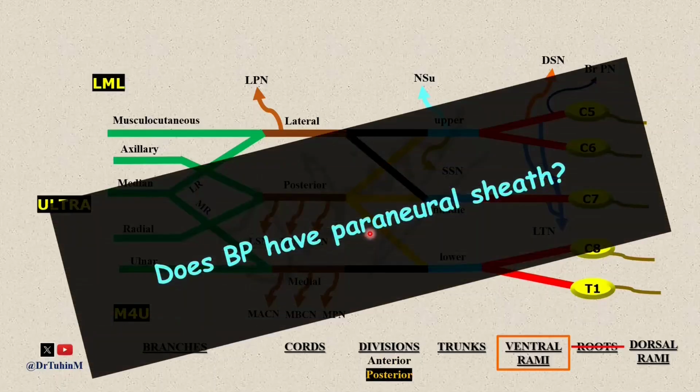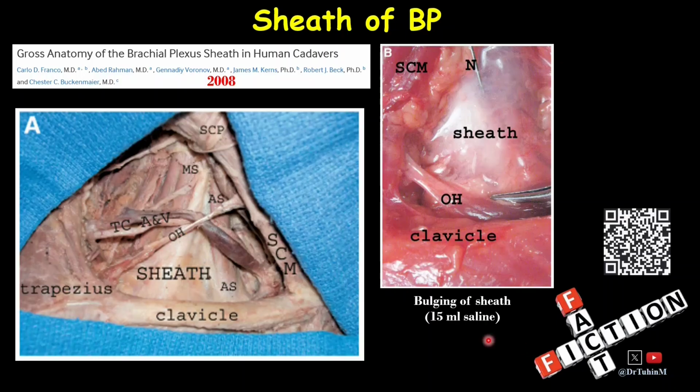The next intriguing question is about the brachial plexus sheath. Does it really exist? The answer is a definitive yes. The brachial plexus is enclosed within a paraneural sheath. However, its extent, continuity, and permeability can vary significantly. The initial cadaveric dissections revealed an unorganized macroscopic fibrous sheath around the neurovascular bundle, which is filled with loose connective tissue. Here, you can observe the bulging of the brachial plexus sheath in the supraclavicular area after 15 mL of saline injection.